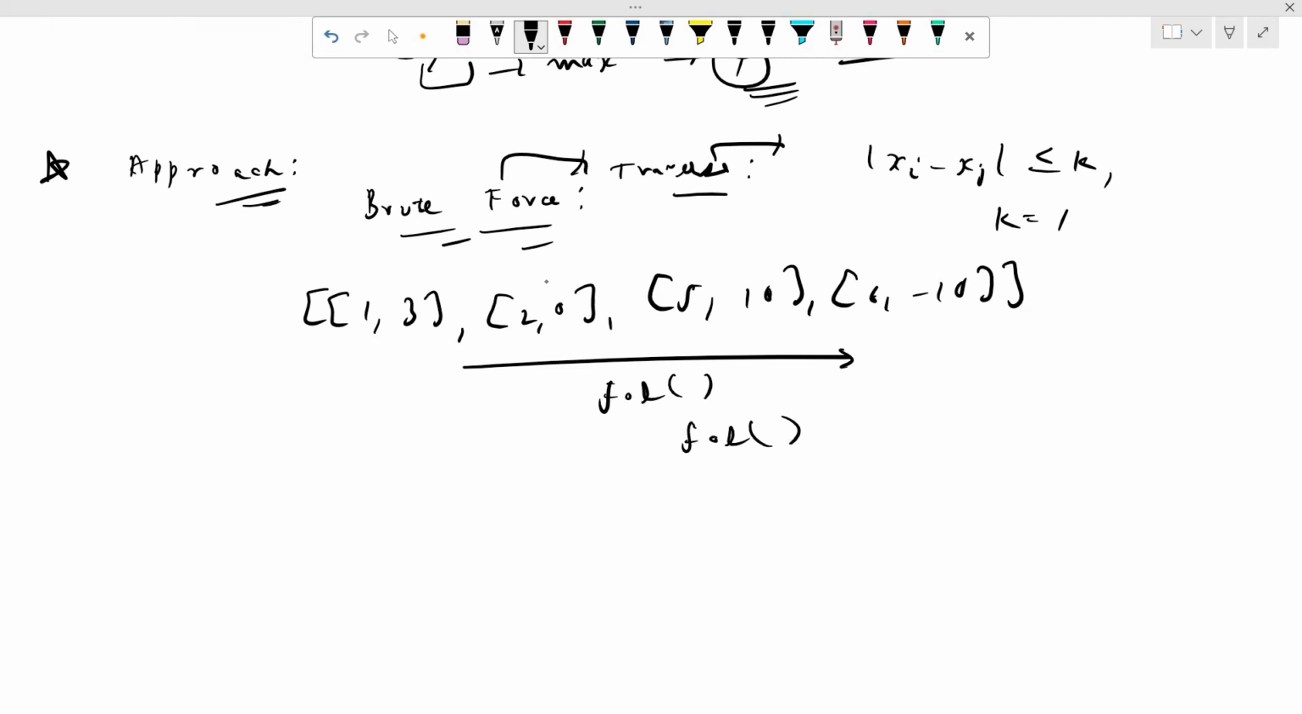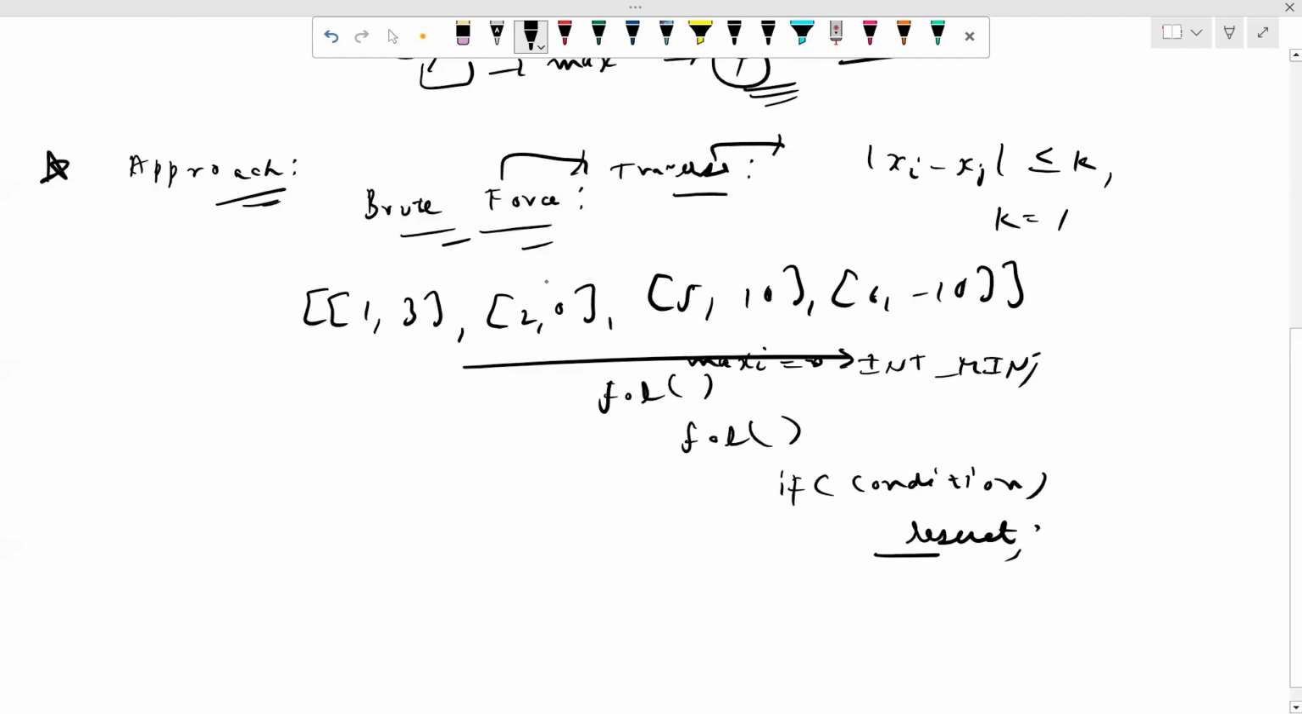Like while traversing, we'll just maintain a max value over there, which will initially be int min, right? And what we'll do is check the condition. If this condition is satisfied, then we'll consider this as our point and try to calculate the result. And at the end of this, we'll directly return the result, right? So by following two for loops and checking the condition, we'll get our result.